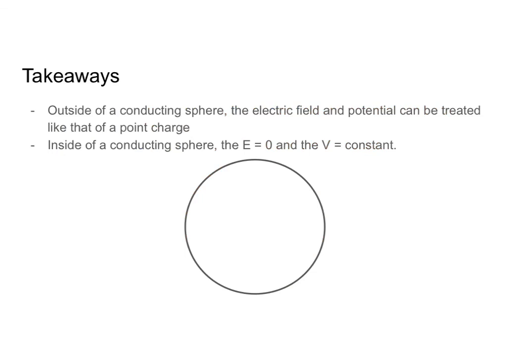So takeaways. Outside of a conducting sphere, it behaves like that of a point charge, and inside of a conducting sphere, the electric field is 0 and the voltage is constant.